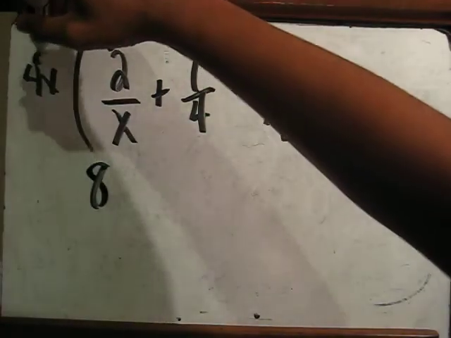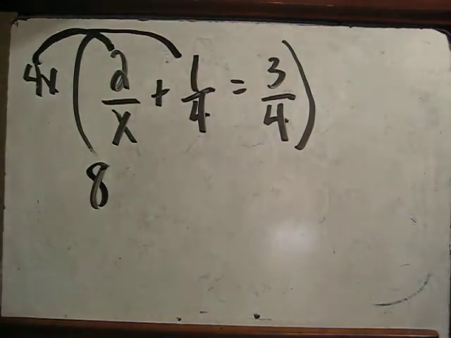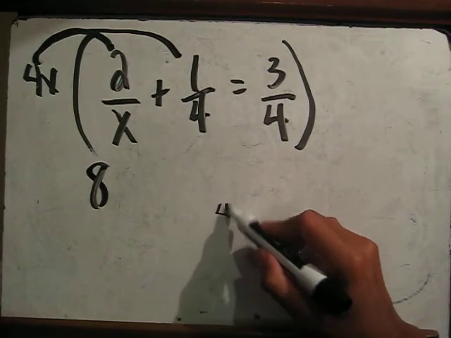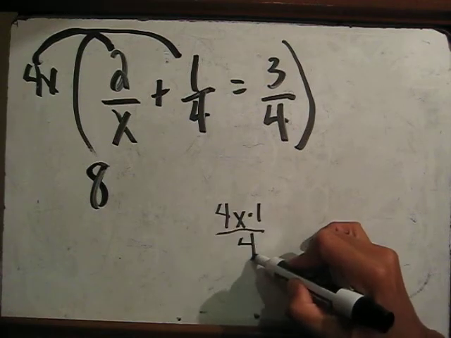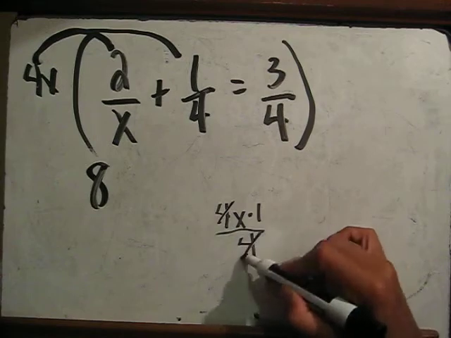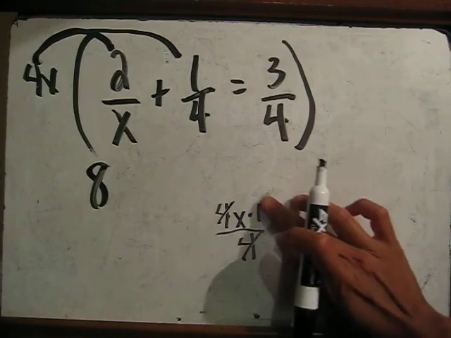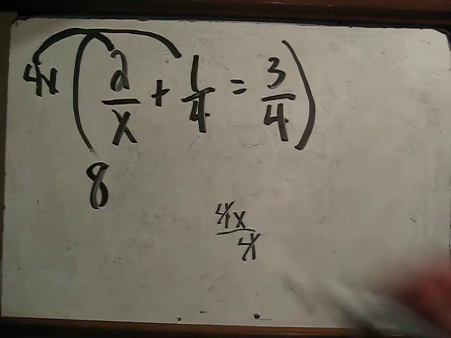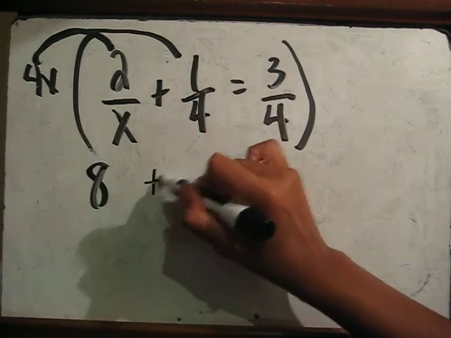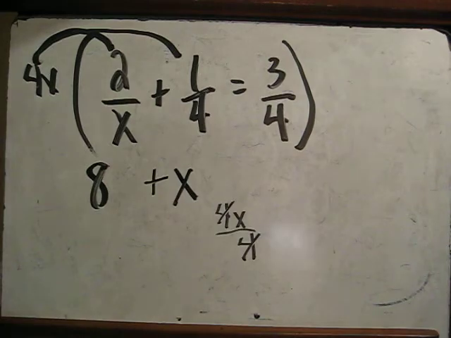Okay, now we're going to distribute this 4x times 1/4. Now remember, that looks like this: 4x times 1 over 4. Now these 4's cancel out, and we don't really need that 1. So all we've got left now is the x. So this becomes 8 plus x.